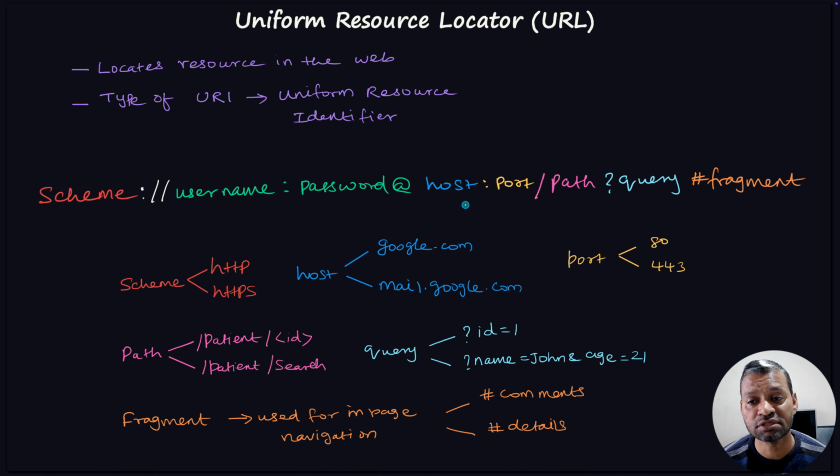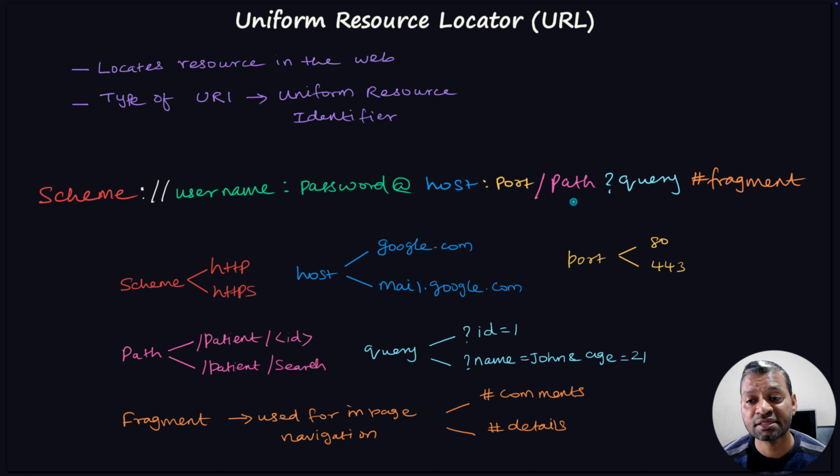Then we have host. Optionally we can include port. When we include port, the host name and port have to be separated using a colon. Then we have path. Path is also optional. But if we have path, then the parts of the path will be separated by /. Then we have query or query string. This is also optional. And finally, we have fragment. Fragment is also optional. If we include fragment, then it has to be prefixed with a pound or hash symbol.